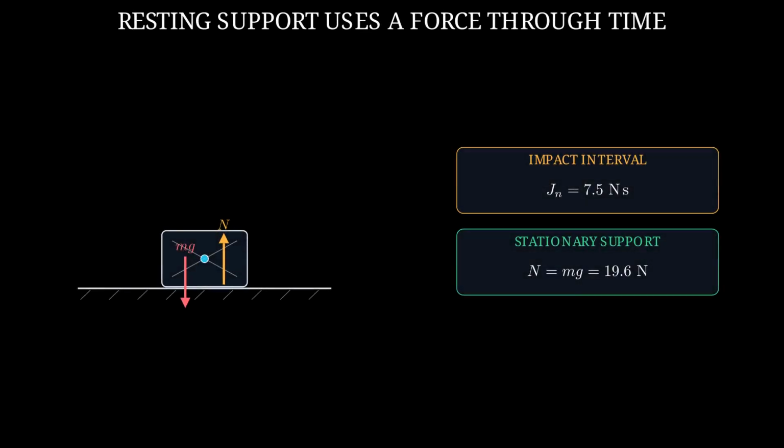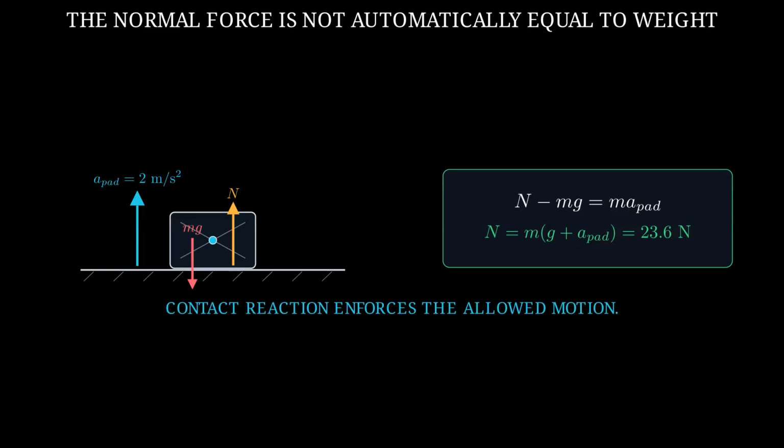After the rebounds die away, the resting question is different. On a stationary horizontal pad, a normal force of 19.6 newtons balances this crate's weight. That is a force maintained through time, not the 7.5 Newton-second impact impulse. Normal force is not automatically equal to weight. If the pad accelerates upward at 2 meters per second squared while carrying the crate, the required normal force is 23.6 newtons. The constraint reaction supplies whatever allowed compressive value enforces the specified contact motion.